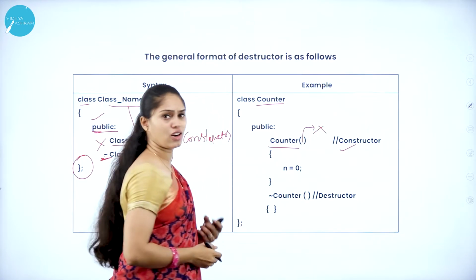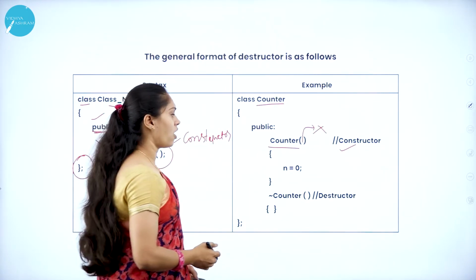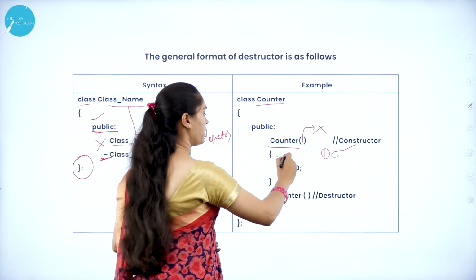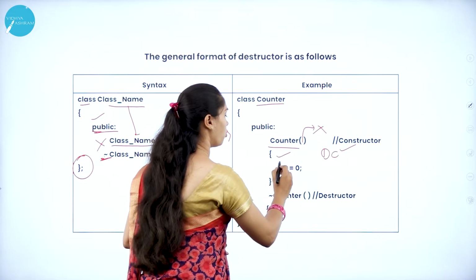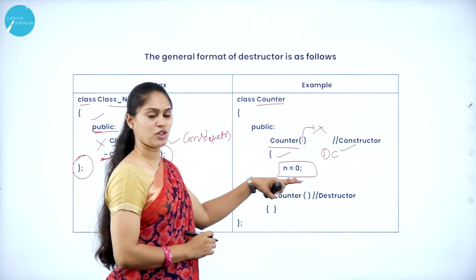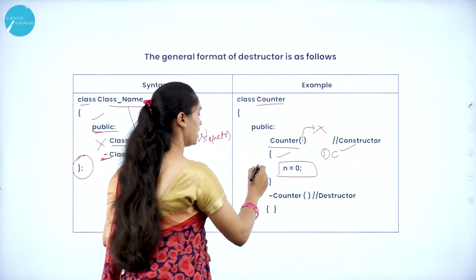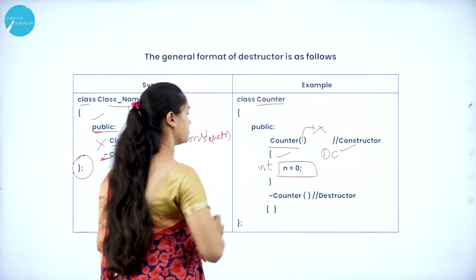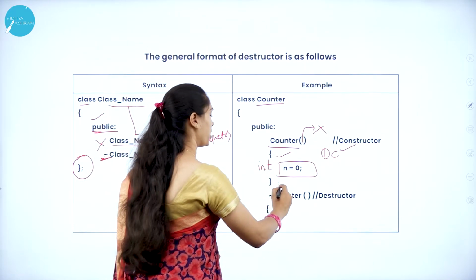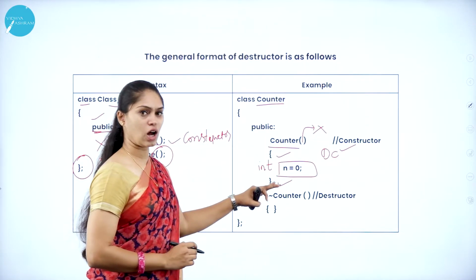Here I don't have any argument, so I can call this a default constructor. Then comes the opening of the curly braces, and I have one variable n. I am assigning the value of n to 0. Here you need to declare int n is equal to 0, and I am going to close the scope of this counter.